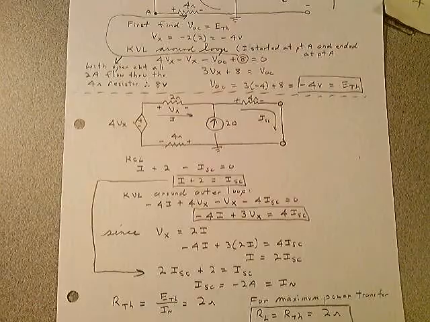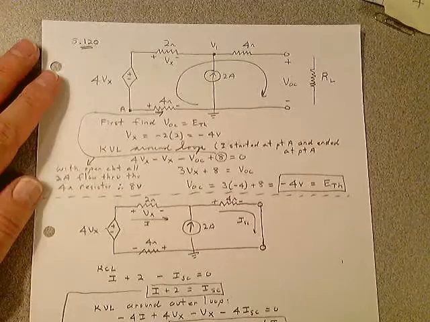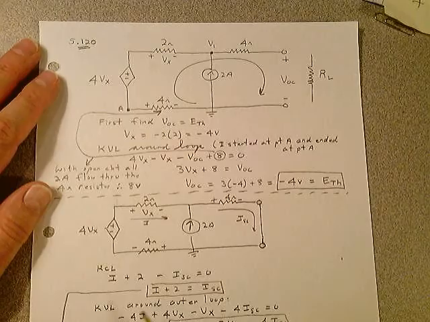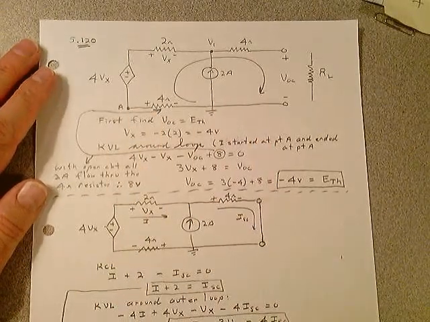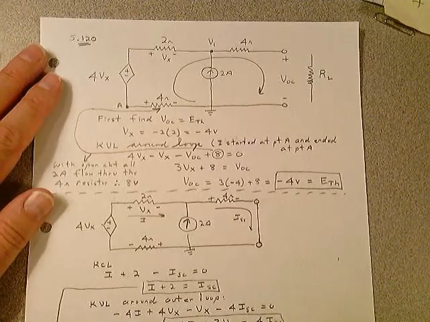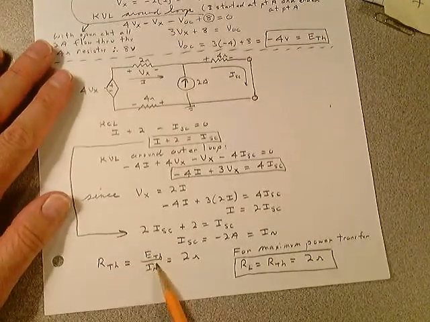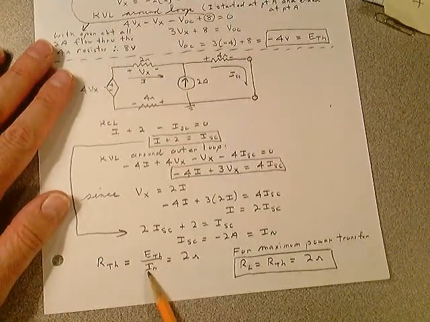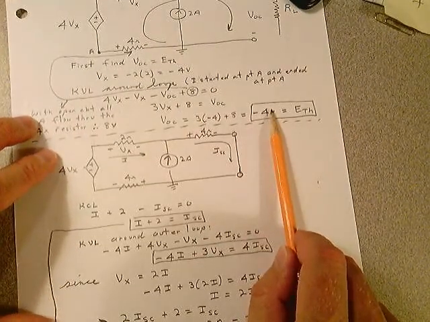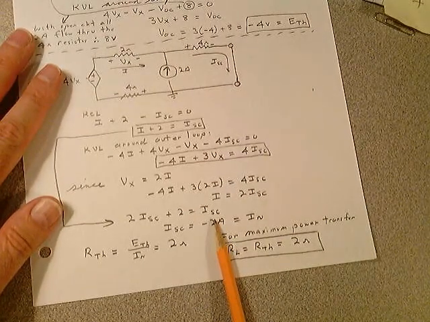And then in problem 5.20, same thing. Notice it has a dependent source. So if it's asking you to find anything to do with power or Thevenin resistance, you're going to find somewhere E Thevenin divided by I Norton. So it makes two problems out of it. Notice I'm finding E Thevenin up here, and I'm finding I Norton down here.